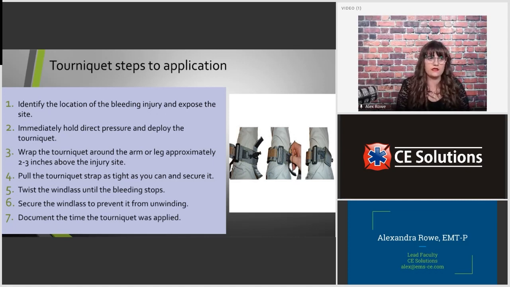And then pull the tourniquet strap as tight as you can, secure it, twist that windlass until the bleeding stops. Obviously, there's going to be no pulse distal to that. And then secure it to where it's not going to unwind. And usually the commercial tourniquets have a little area where it'll stay tightened down. Then please make sure you don't forget to document the time the tourniquet was applied.